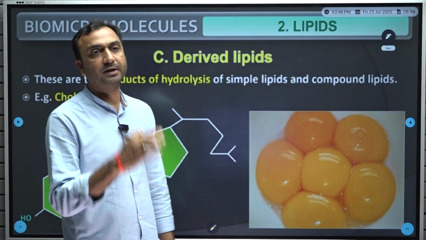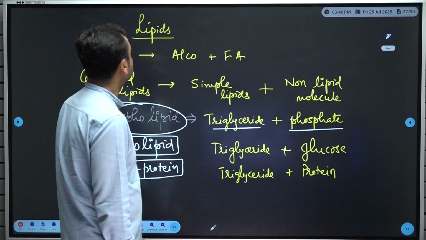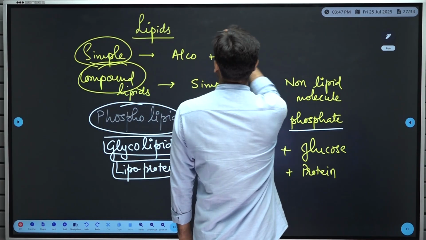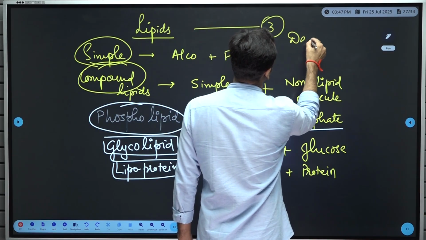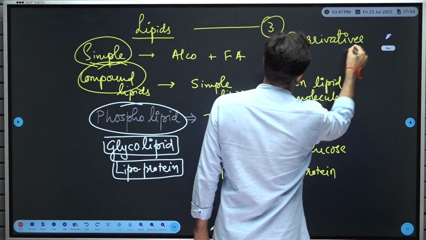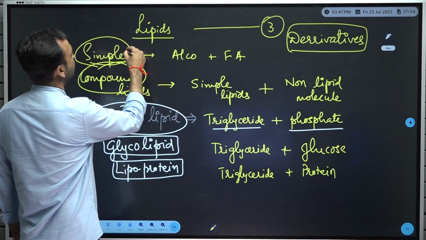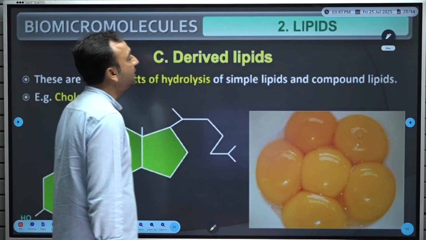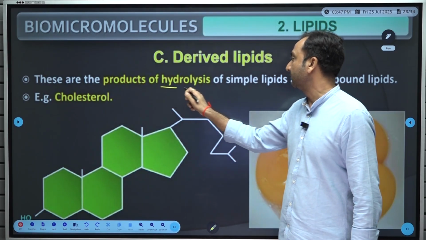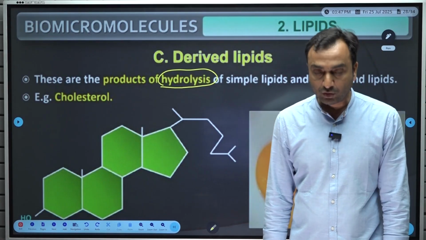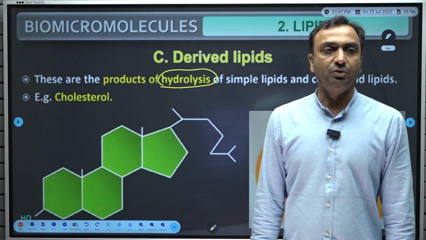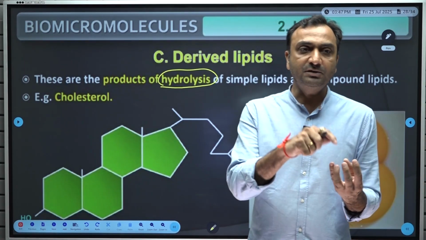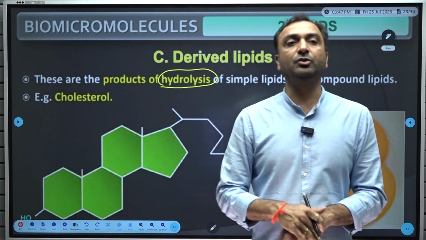Now comes the third category of types of lipid. So first is simple lipid, second is compound lipid, and the third one, lipid number 3, is derivative. Either simple lipid or compound lipid, a chemical reaction takes place on it. Right? There is a chemical reaction, and that chemical reaction is hydrolysis kind of chemical reaction. I repeat, hydrolysis kind of chemical reaction. So when any simple lipid or compound lipid is processed through hydrolysis, then it is converted into derivative of lipids.